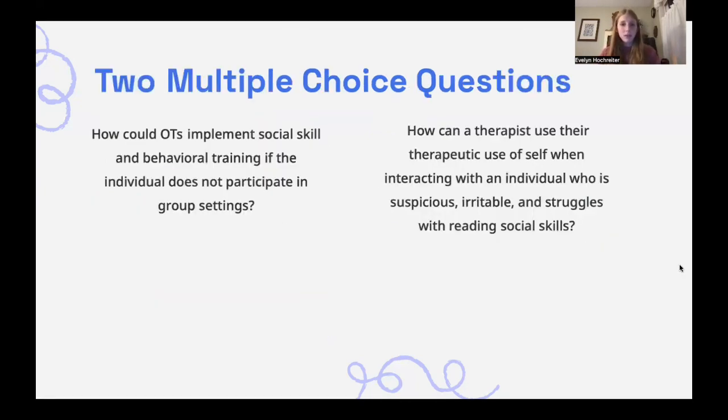And then our two multiple choice questions are: how could OTs implement social skills and behavioral training if the individual does not participate in group settings? And then how can a therapist use their therapeutic use of self in interacting with an individual who is suspicious, irritable, and struggles with reading social cues?